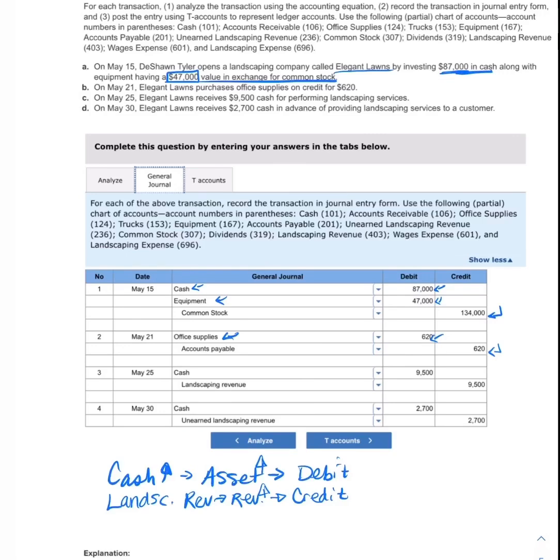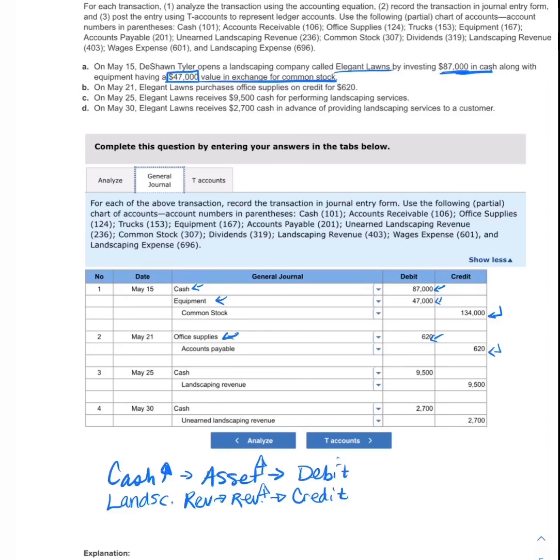But you need to think, well, what happens when I have extra revenue? Is that good for the organization? And the answer is yes. Additional revenue is a good thing, and it will increase net income, and that increase to net income will increase equity. And so you can see that.